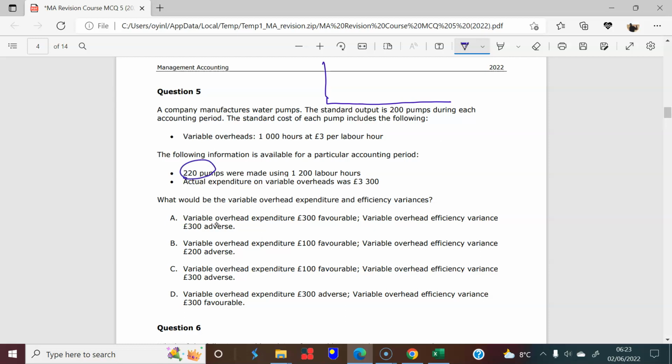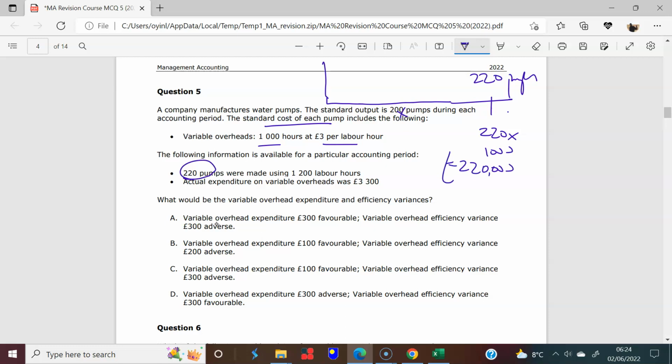Key point here is we're focused on the actual number of pumps that we're making. We're focused on the 220 pumps. Never forget that. This is just a standard. It guides you to know what these are. And we're given these, so this is the standard cost of each pump. So for 220 pumps, I'm expecting you to use 220 times 1,000 hours, which is 220,000 hours.